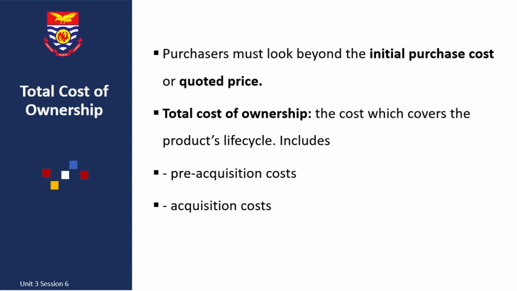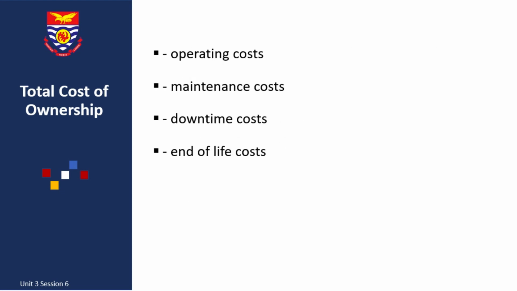So the total cost of ownership which has been described should look beyond the surface purchase cost or the quoted price of a product to consider other cost factors, which include the pre-acquisition cost, the actual acquisition cost, the operating costs, the maintenance cost, the downtime cost, that is the cost of malfunction of a product, as well as the end of life cost, the cost of managing how the end of life of the product would be handled. These costs have to be considered in every purchase decision so as to achieve added value.